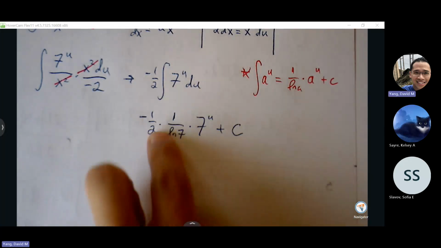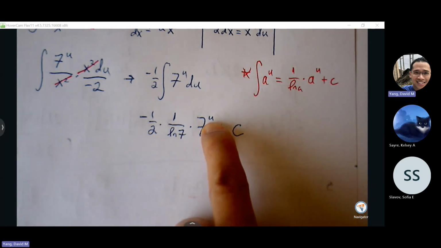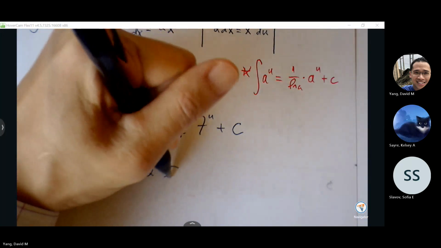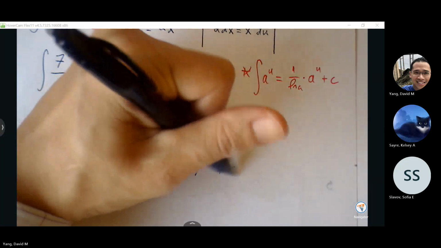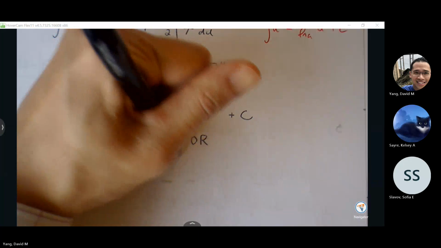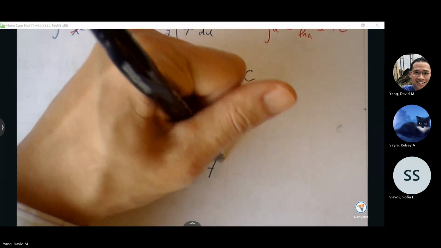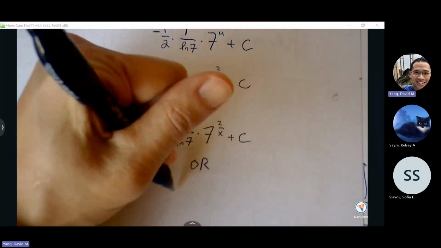All right, so we did our calculus step. One more thing to do. Bring that u, replace the u with 2 over x. So this is acceptable, or you can merge this together, or you can put it all under one fraction.